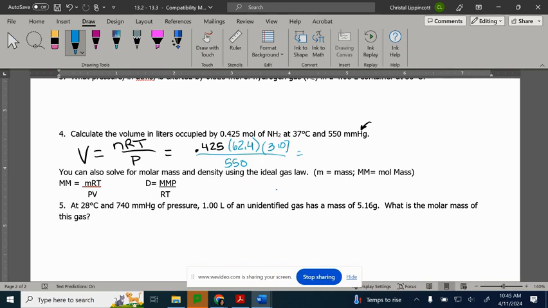So if I take 0.425 times 62.4 times 310, did you convert your temp to Kelvin? And divide by 550, your answer should have been 14.9. And that would have been liters. Yes? Any other questions on that? Any other questions on the ideal gas law?